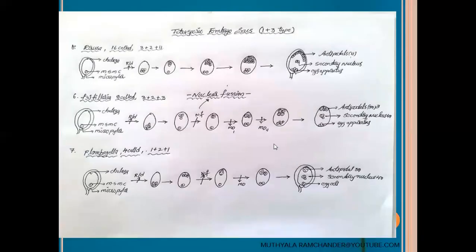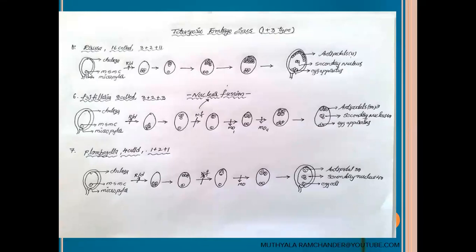And the next one is the 1+3 type of embryo sacs. See, 1+3 means the 4 megaspores are arranged in a 1+3 arrangement in the embryo sac. They are Drusa, Fritillaria, and Plumbagella. Drusa contains 16 cells. They are arranged in 3+2+11 arrangement. See, Drusa species of embryo sac. Drusa species contain 16 cells.